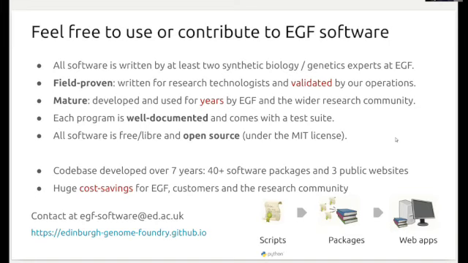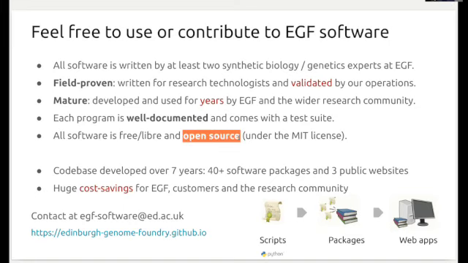It's mature, which means it has been developed over the years, both by the EGF and the wider research community, and it has been used by the wider research community and companies as well, such as Ginkgo or DNA synthesis companies such as Camena Bio in England. And again, all of the software is built to a high software engineering standard. This is overseen by one of our board members, Johannes Kakadanya, who is a computer scientist.